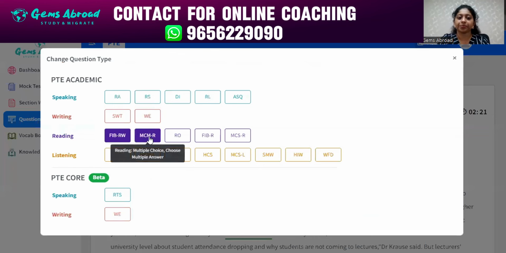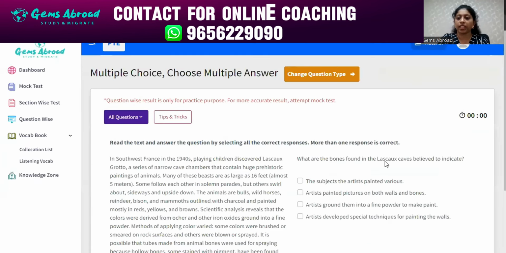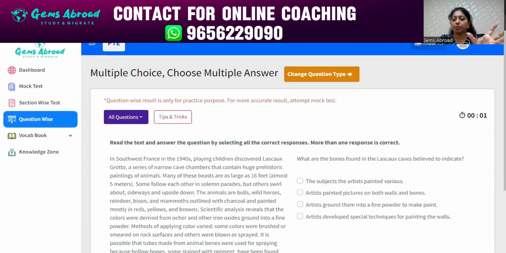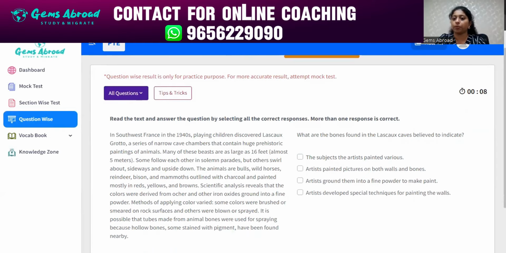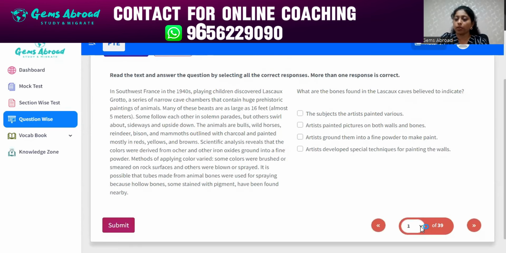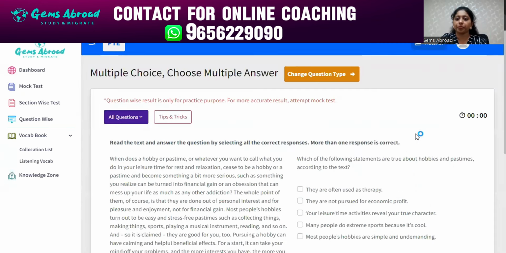Multiple choice, multiple answer. What is multiple choice, multiple answer? We get a paragraph, then the question, then the options. Read the paragraph, or if you find it more comfortable, read the question and options first. The keywords are not everything. Try to locate the keyword in the paragraph and then find the answers. Don't take too much time. We'll do watch questions.